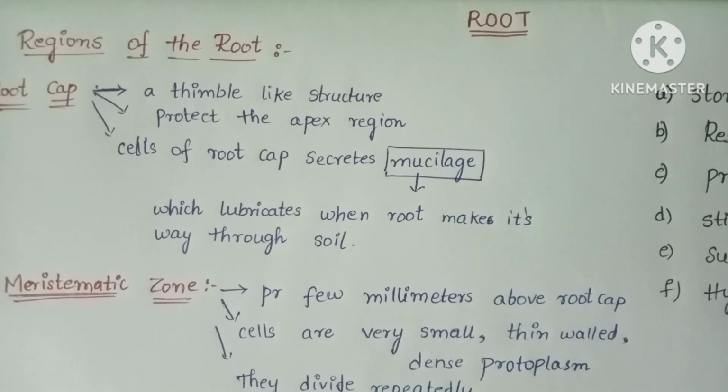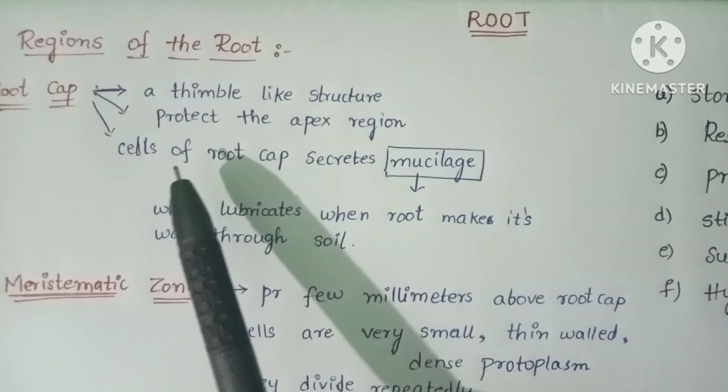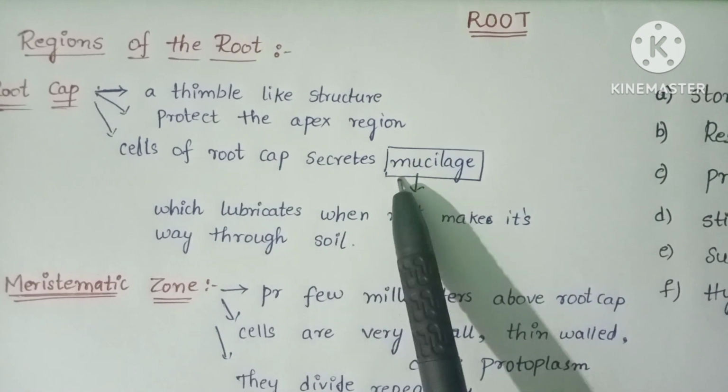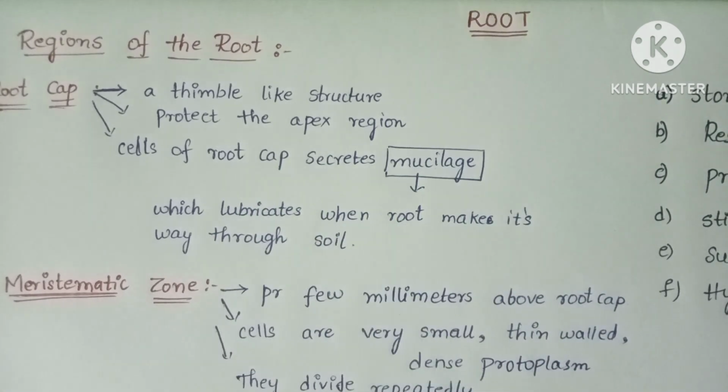The root cap is a thimble-like structure which protects the apex region, and the cells of the root cap secrete mucilage, which lubricates the root as it makes its way through the soil. Whenever the root makes its way in the soil, this mucilage helps the finest roots make their way through the soil.